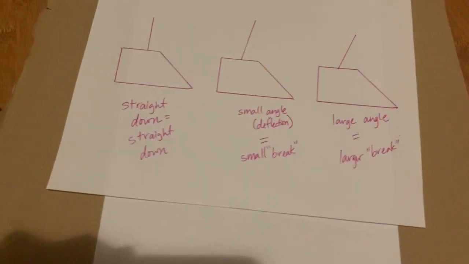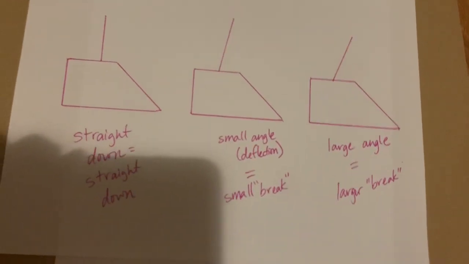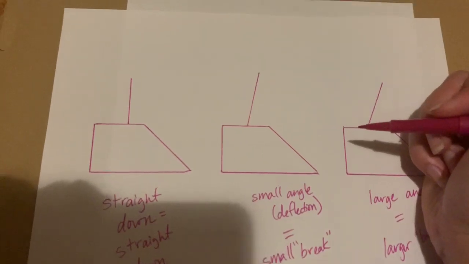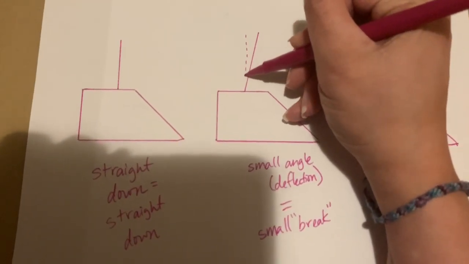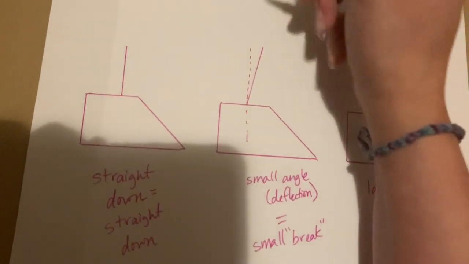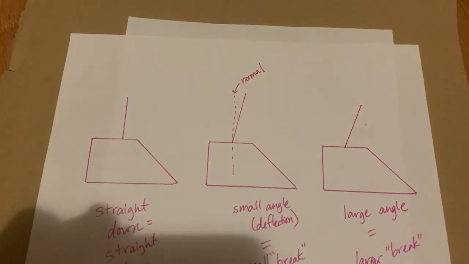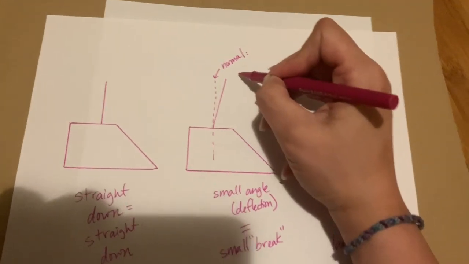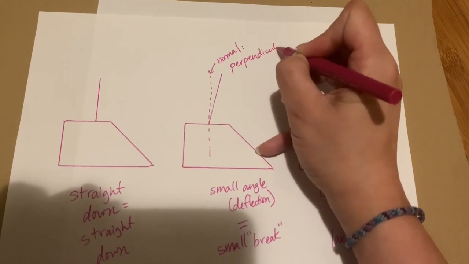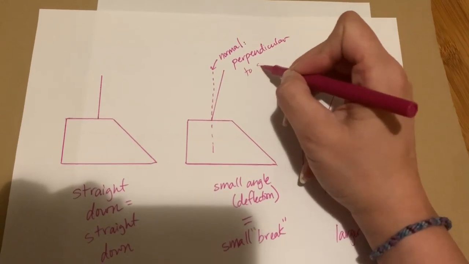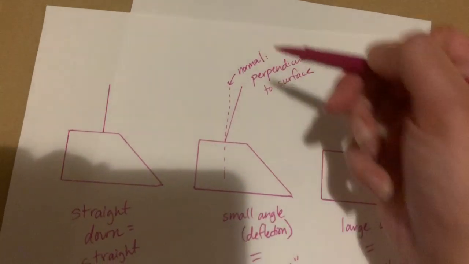Well, there's a trend, right? So why am I caring about this whole straight down thing? It's because we always measure these angles from something called the normal. And so I'm just going to kind of sketch it in here. The normal is this straight down line. The normal is always going to be perpendicular to the surface. We normally go straight down.